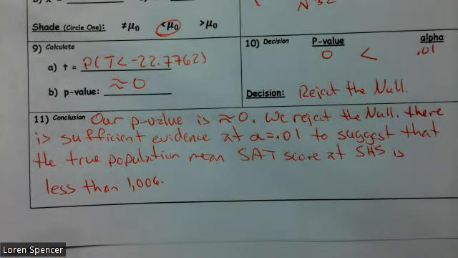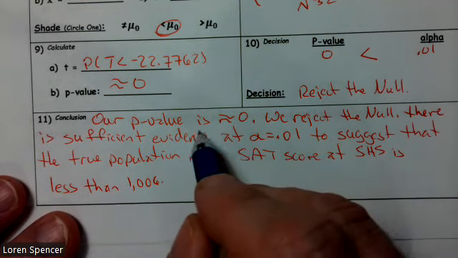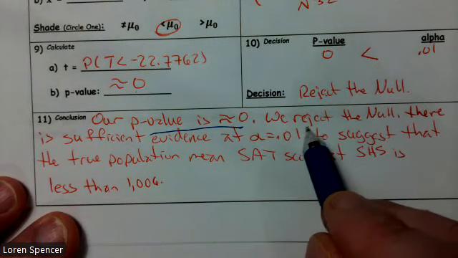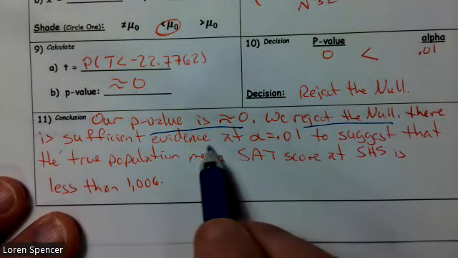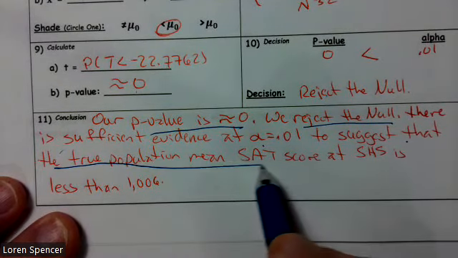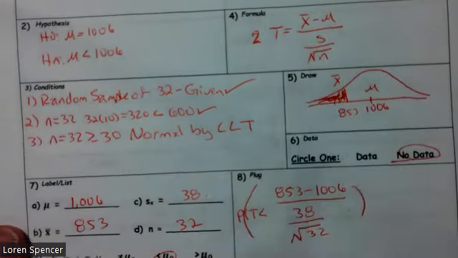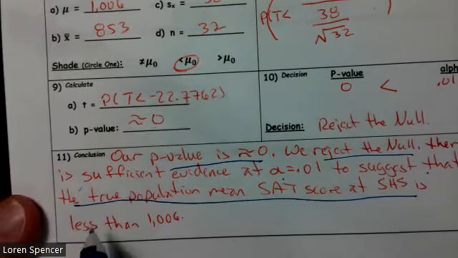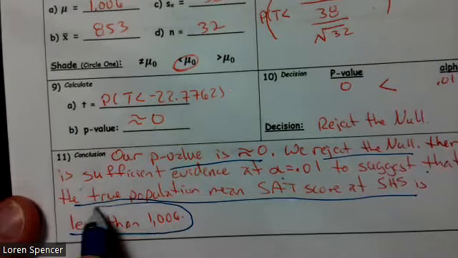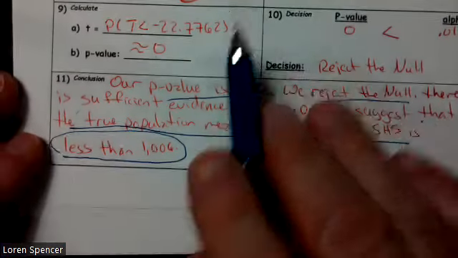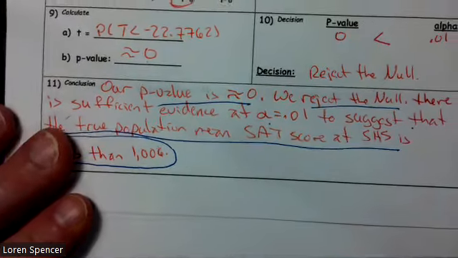And please remember, all we did was we stated our p-value, which we got here, our decision right there, reject the null. There is sufficient evidence at alpha equal 0.01 to suggest that this came from our parameter, true population mean SAT score at SHS. All right. And this part right here is a restatement of our alternative, less than 1,006.